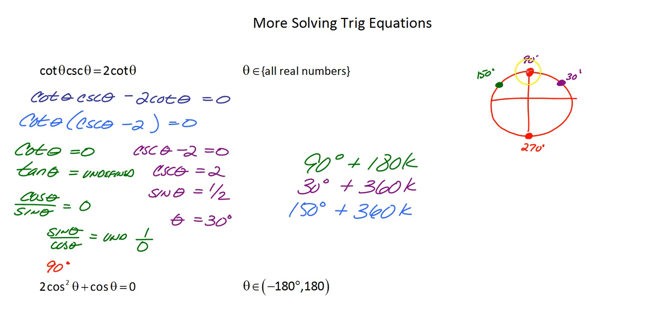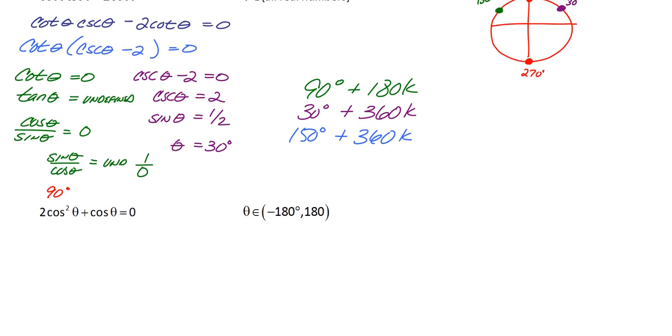The cotangent of 90 is 0. The cotangent of 450 is 0. The cotangent of negative 270, it's got to be everything. So that's where the plus 180k and the 360k come into place. Okay? So that's our first example.